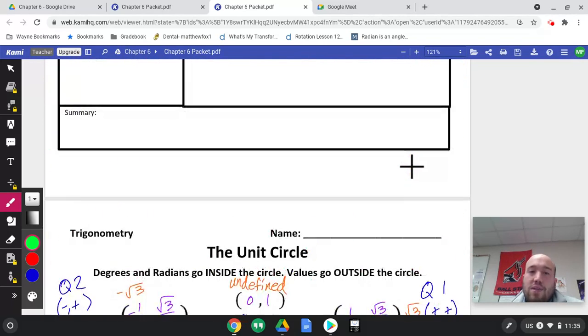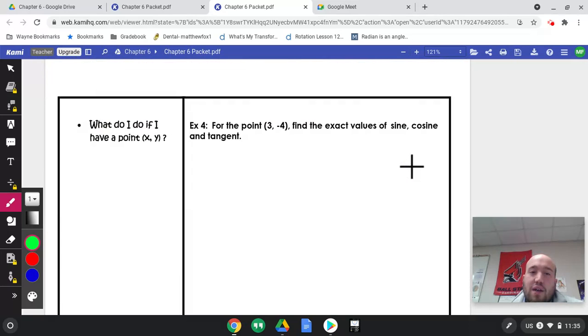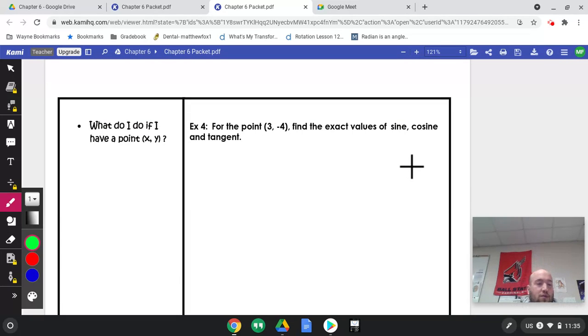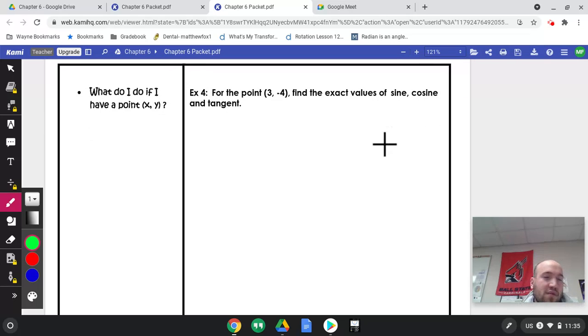However, that's not always the case. If we think back, this was on the second day, 6.2, back a little while. It says, for the point (3, -4), find the exact value of sine, cosine, and tangent. Back in the beginning, you guys knew what to do. You use the Pythagorean theorem to find the hypotenuse. Then you use SOHCAHTOA to find what sine, cosine, and tangent are.